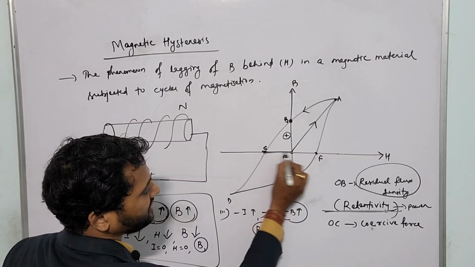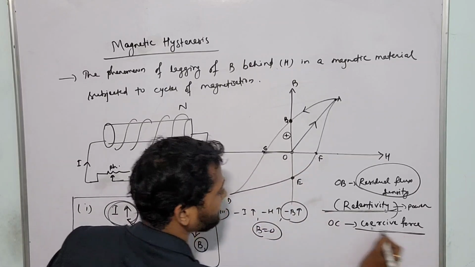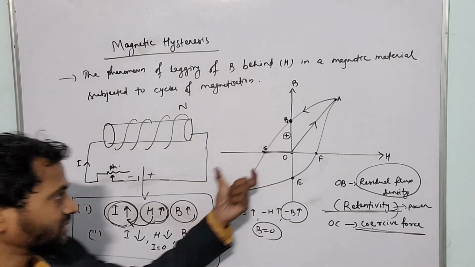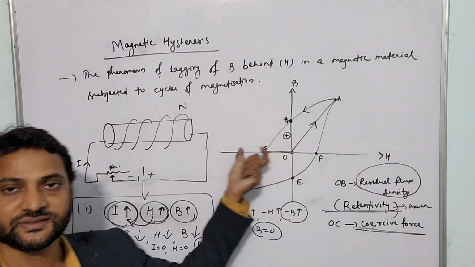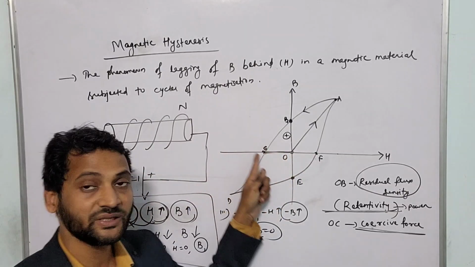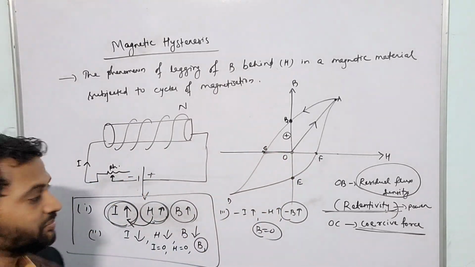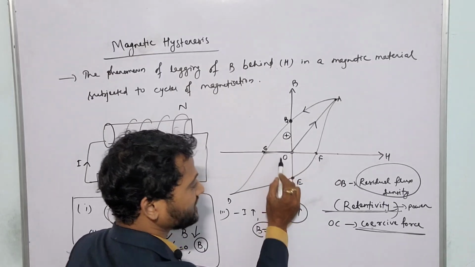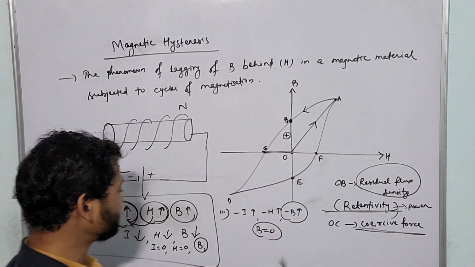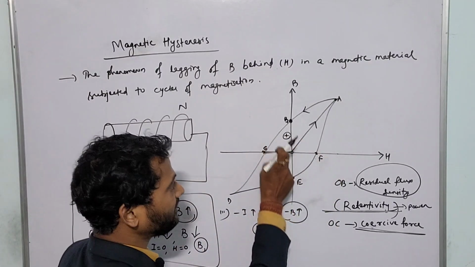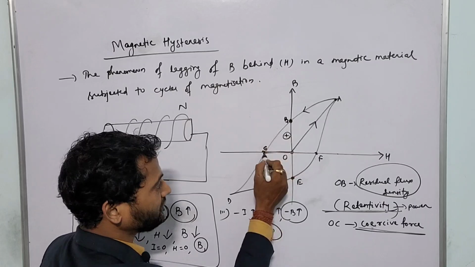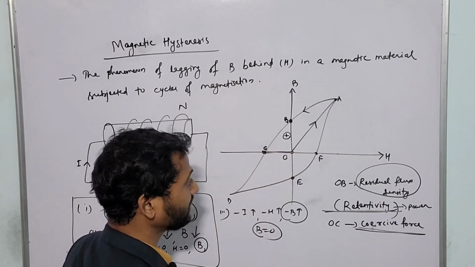So this OC is nothing but the coercive force. Coercive force is a negative magnetizing force which will make B as 0. Again I repeat, coercive force is a negative magnetizing force due to negative current which helps to keep the magnetic field as 0. Understood?